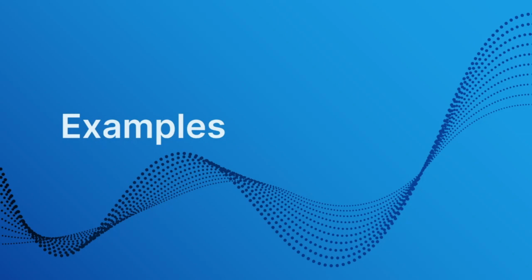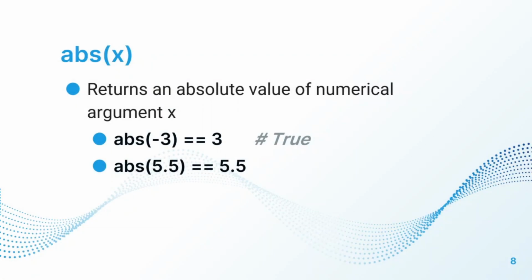Let me introduce some popular built-in functions. The abs function returns an absolute value of numerical argument x, simply meaning a negative sign in front would be removed. By the way, in this video, I will denote the argument with the symbol x for convenience. If you pass -3, you will obtain 3. If you pass 5.5, you will obtain 5.5, with nothing changed because it does not have a negative sign in front.